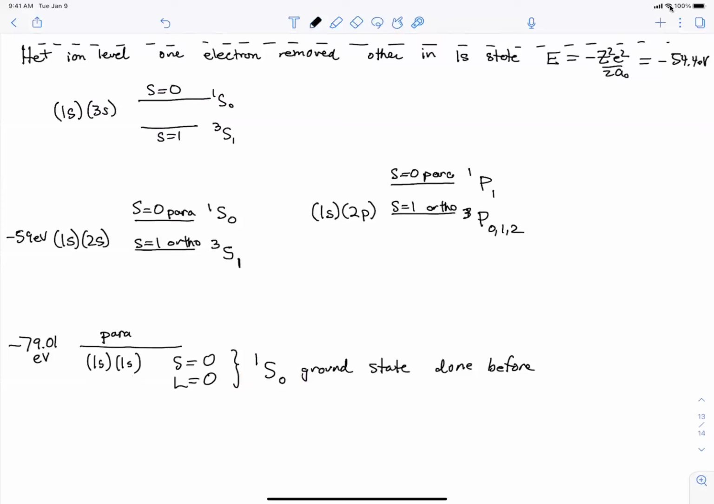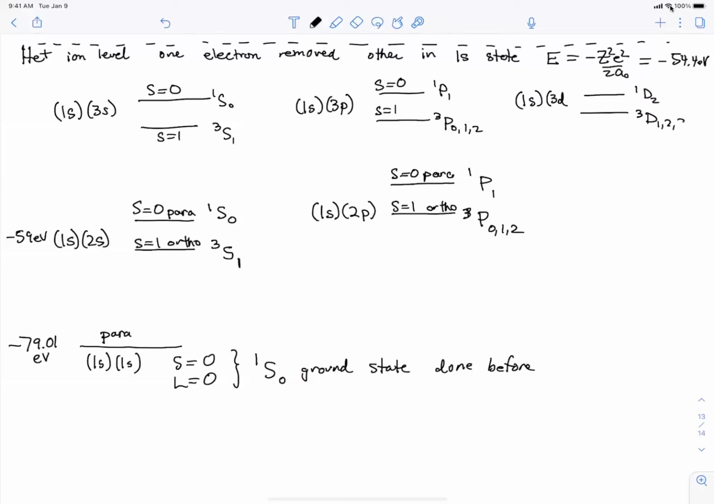All right, and then for here, there's 1s3p. Again, it splits into a para and an ortho. This one is again 1P1. For angular momentum purposes, it's the same as the one below it. But now there's a 3D state, because when n equals 3, the orbital angular momentum can be 2. And so it does something like that. This is 1D2 and 3D1, 2, or 3. This is again the para and the ortho.